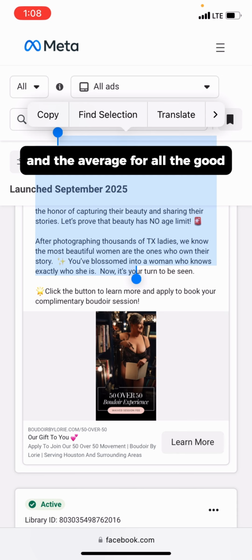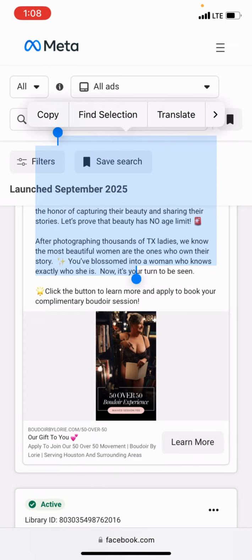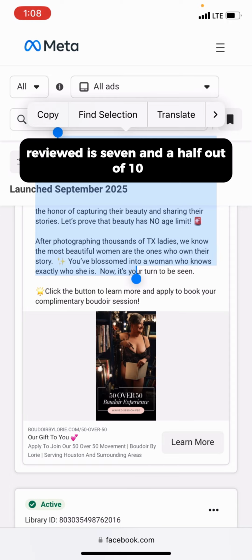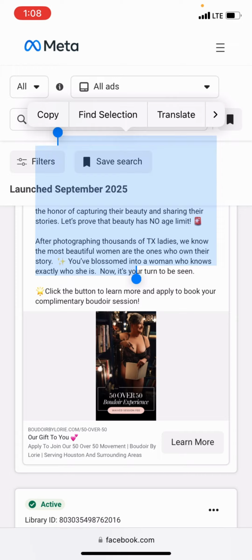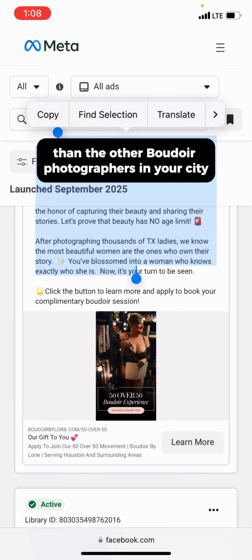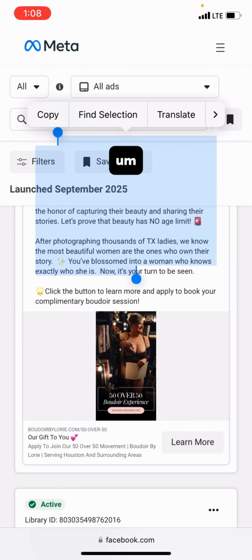And the average for all the boudoir photographers I have reviewed is 7.5 out of 10. So yeah, you're doing much better than average, much better than normal. Good, so hopefully getting some better results than the other boudoir photographers in your city.